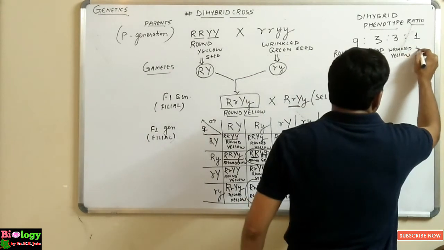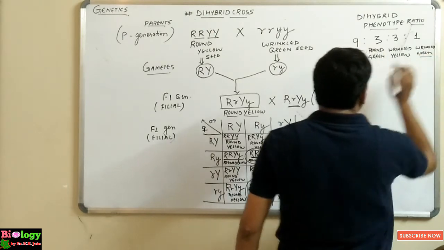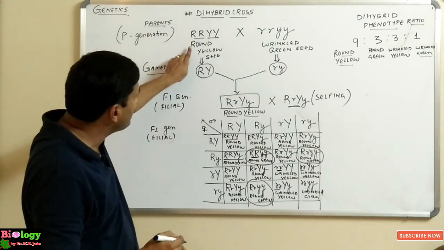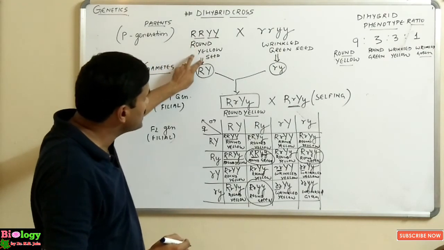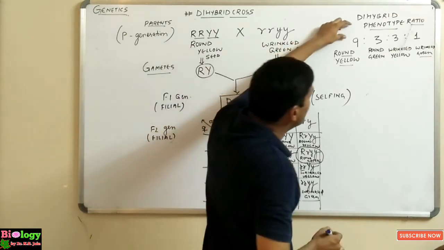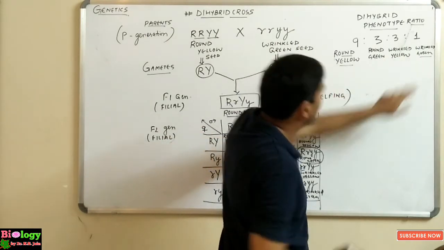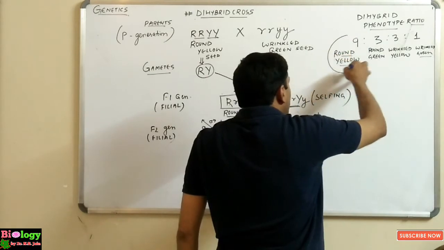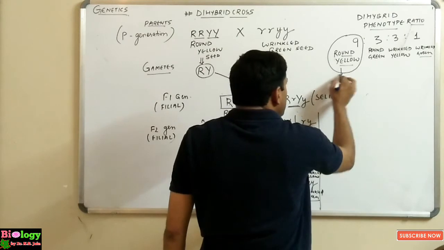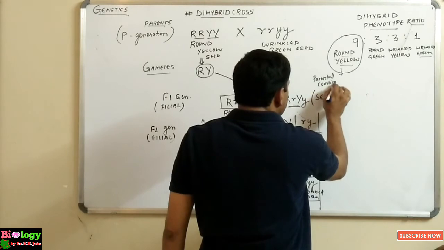The wrinkled green. Okay, wrinkled green. But what you have to notice here is the parents. In the parents I have taken the round yellow seeds and the wrinkled green seeds. In the dihybrid phenotypic ratio I have got round yellow, round green, wrinkled yellow and wrinkled green. It means I have got 9 combinations of round yellow, and these are parental combinations.